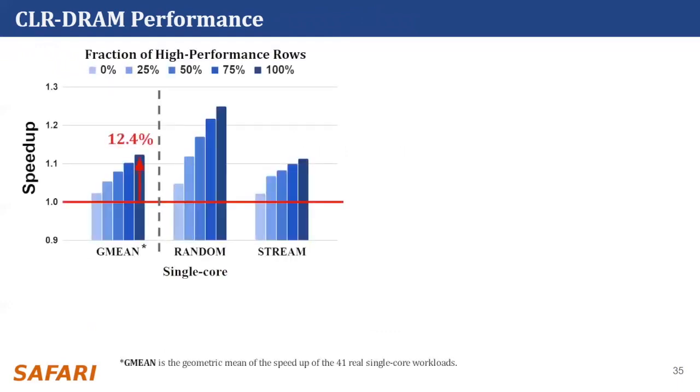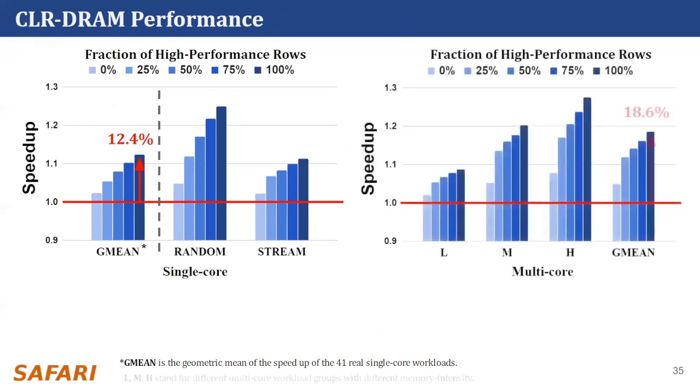I will start with the performance impact of CLR-DRAM. For real single-core workloads, CLR-DRAM provides an average speedup of 12.4% when all pages are mapped to high-performance mode rows. For the 90 multi-core workloads, mapping all pages to high-performance mode rows could provide an average of 18.6% speedup.